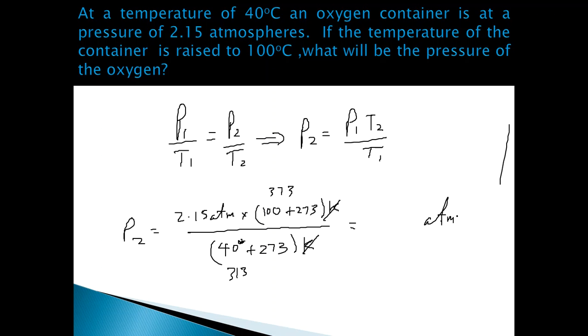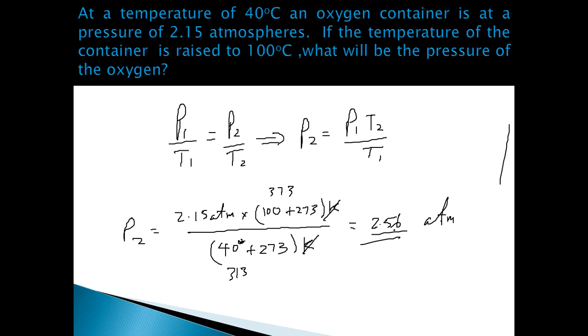So 2.15 times 373 divided by 313. And according to my calculation, this works out to be equal to 256. No, this can't be right. Let me do this again. 2.15 times 373 divided by 313. 2.56. Okay, I knew something was wrong. So 2.56 atmospheres. All right. So that's how we do that.